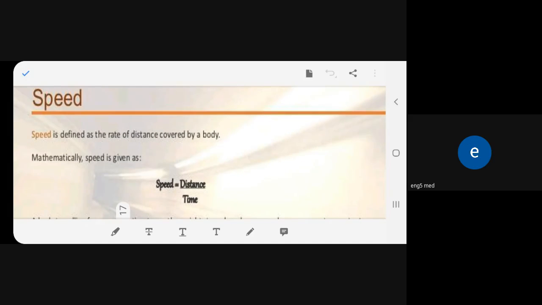Let's do it again. Speed is defined as the rate of distance covered by a body. Mathematically, speed is given as speed is equal to distance upon time.